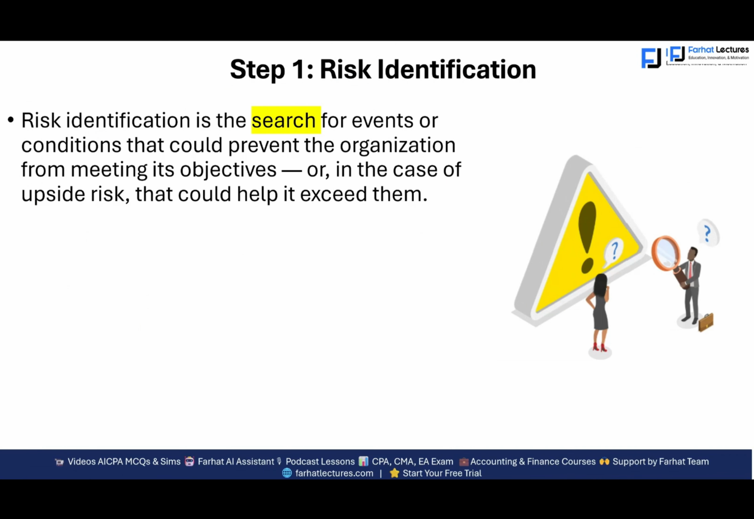Risk identification is the search. You're looking for those storms as a pilot before you take off, so you want to avoid those routes. Search for events or conditions that could prevent the organization from meeting its objective, or in the case of an upside risk, that could help the company's objective.